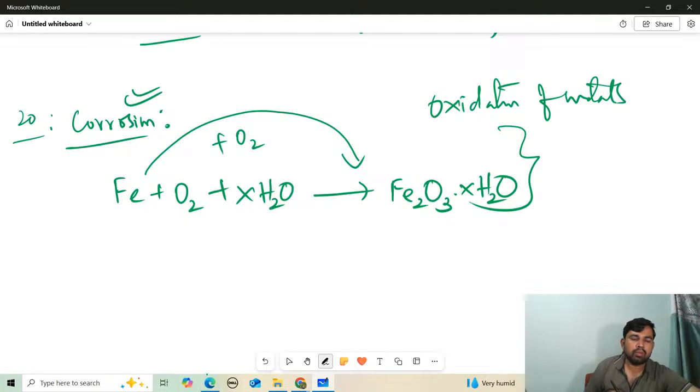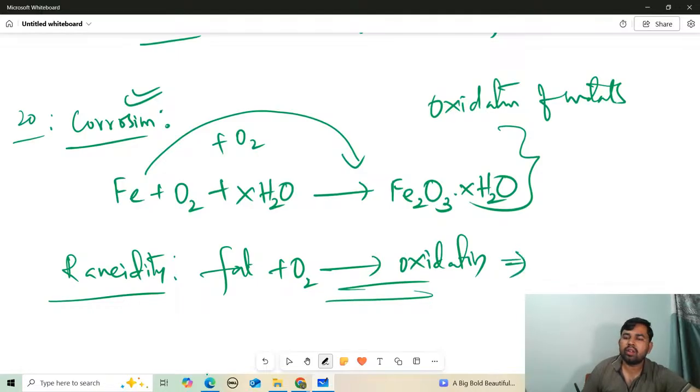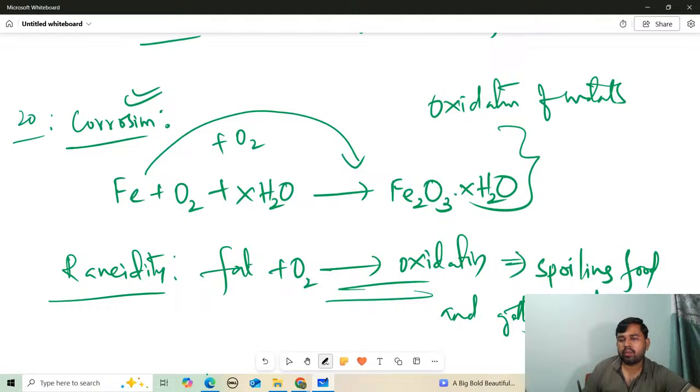Similarly, what is rancidity? Rancidity means nothing but food, fat reacting with oxygen and undergoing oxidation. This is called spoiling of food and getting a bad smell. Oxidation is an example of what causes rancidity.